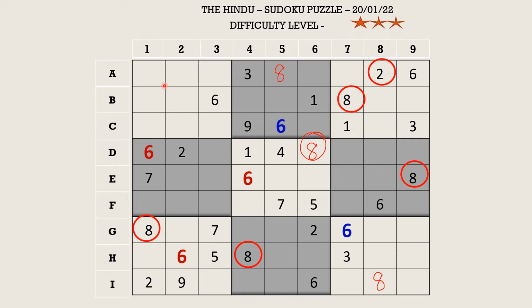There is a 2 in row A which blocks these 3 cells. There is a 2 in column 2 which blocks these two cells. There is a 2 in column 1 which blocks this cell. So C3 takes 2.